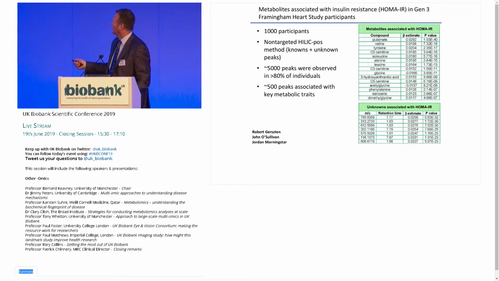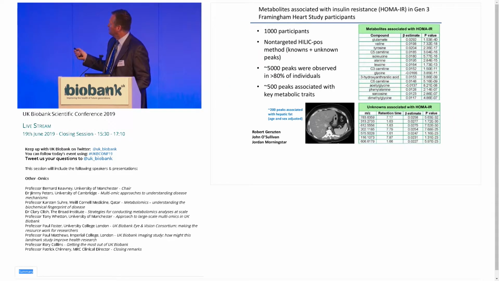Shown here are associations between metabolites and HOMA-IR, a measure of insulin resistance. And some of these p-values are quite low. Among these, we also had a number of unknowns that we just know by mass and retention time, that were also associated with HOMA-IR. The Gen 3 participants, at least 500 of these 1,000, had also undergone chest CT scans that enabled us to enumerate liver fat, and we found 200 peaks that were associated with liver fat.